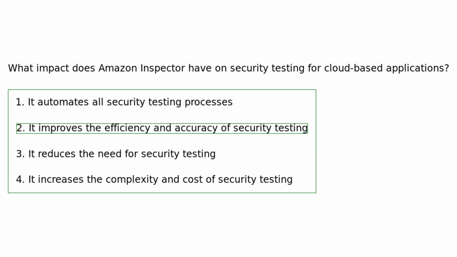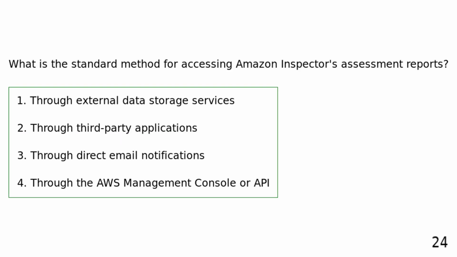Amazon Inspector has a positive impact on security testing for cloud-based applications by improving the efficiency and accuracy of security testing, ensuring that vulnerabilities are identified and addressed effectively. What is the standard method for accessing Amazon Inspector's assessment reports? Through external data storage services. Through third-party applications. Through direct email notifications. Through the AWS Management Console or API.